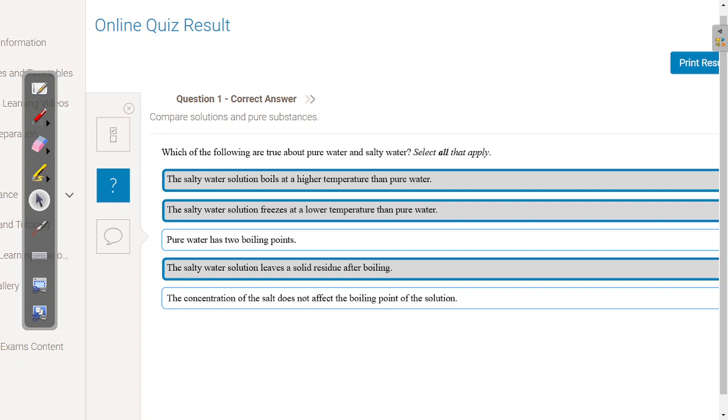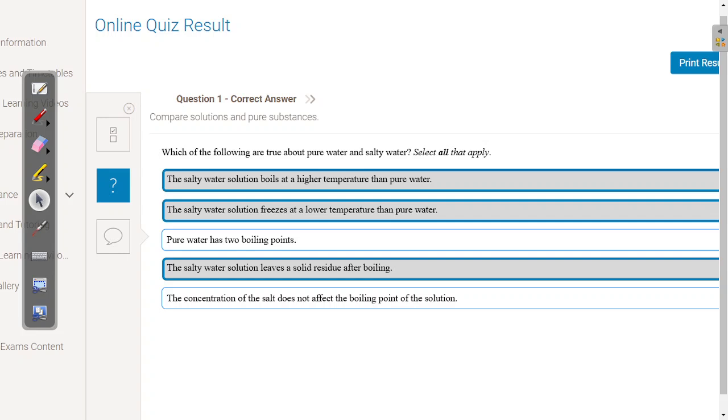The salty water solution freezes at a lower temperature than pure water. Yes, because the salt will also get in the way when it tries to freeze. So it will be harder for it to freeze. So you need to freeze it at a lower temperature. So it needs to be colder so it can freeze.